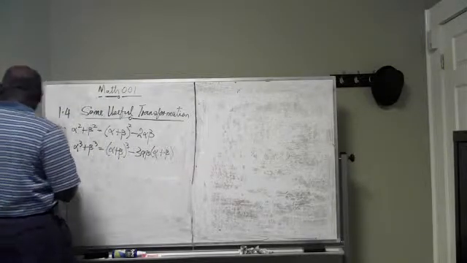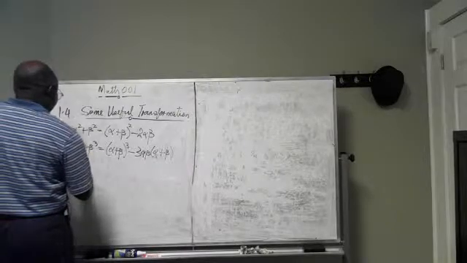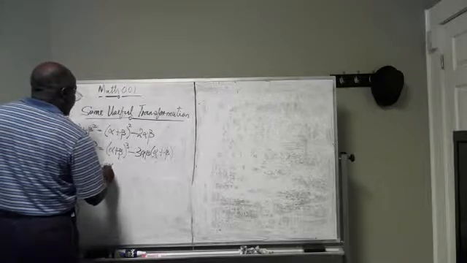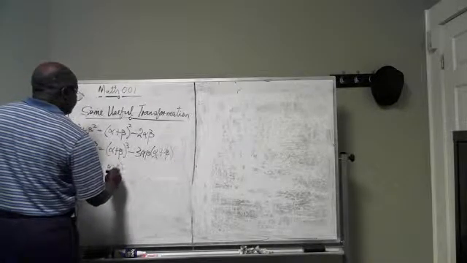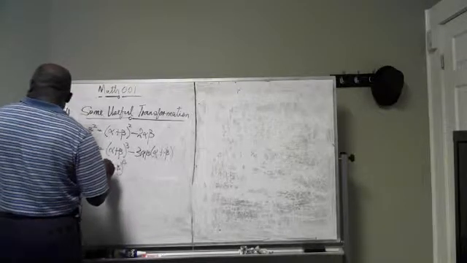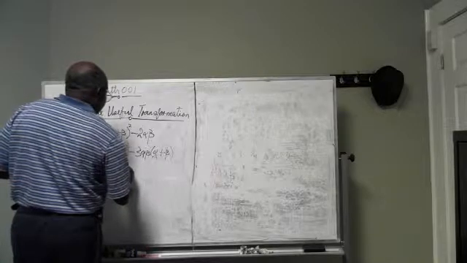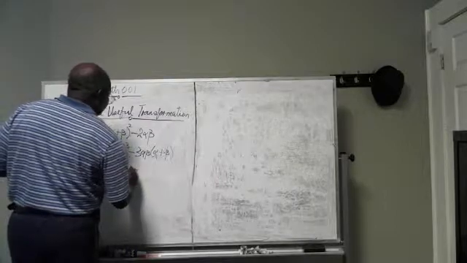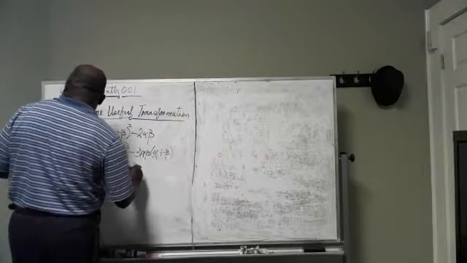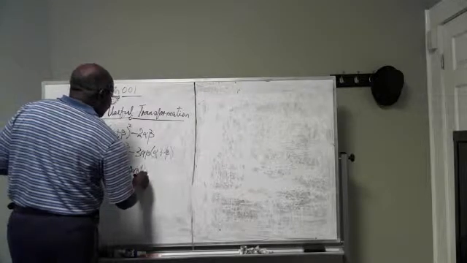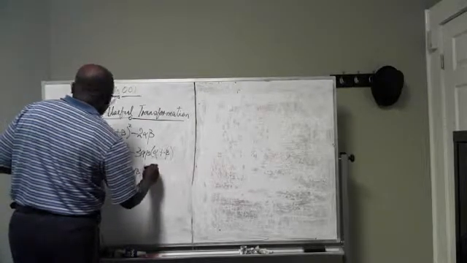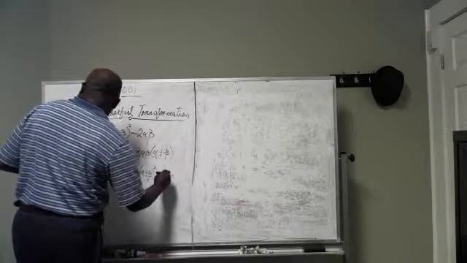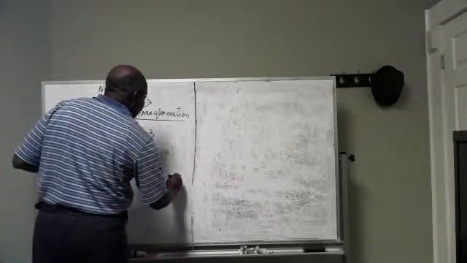Three, alpha to the 4 plus beta to the 4 equals alpha plus beta to the 4, minus 4 alpha beta into alpha plus beta all squared, plus 2 alpha beta all squared.